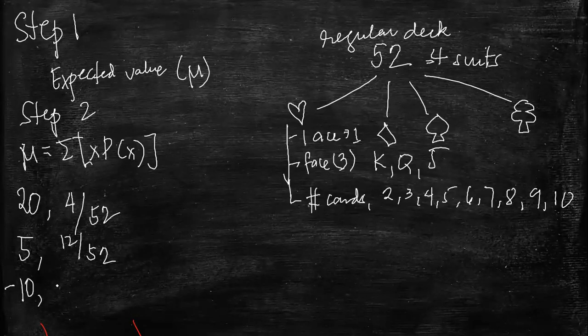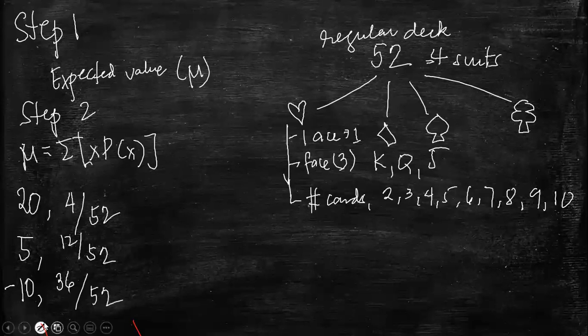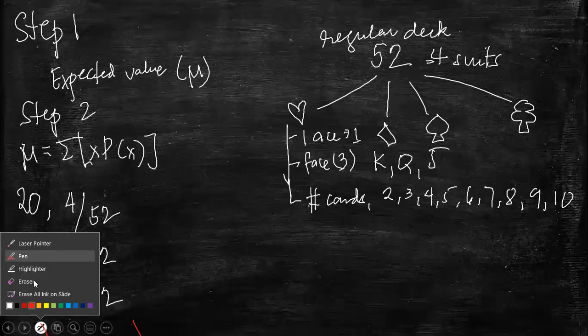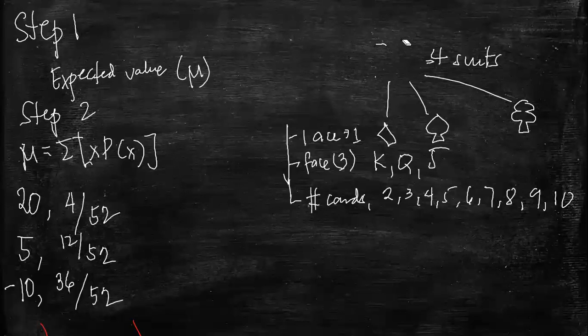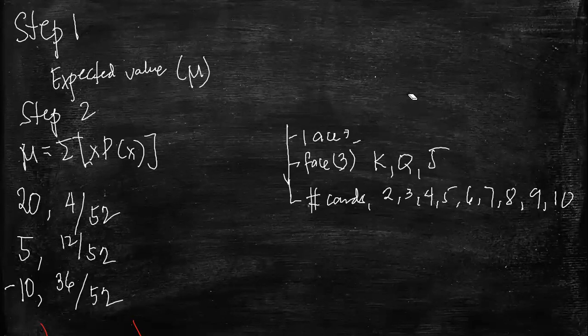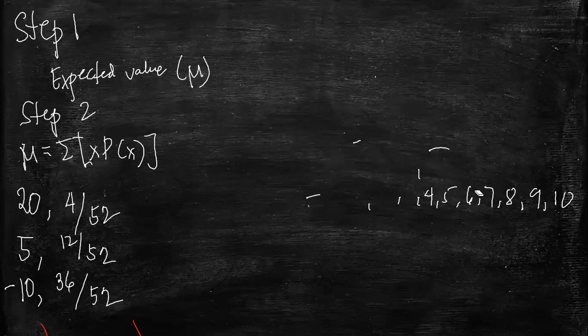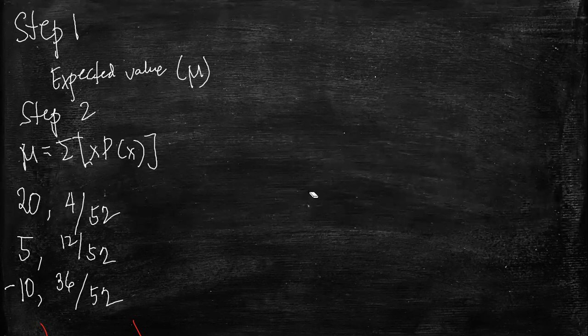Kaya, anong gagawin natin? So, ano ang probability na magbabayad ka ng 10? Ilan na nga? 36. 36 yung natirang cards over 52. Okay, sige, let's find the expected value. Okay. Sige, mamaya explain natin yung answer na nakuha natin.